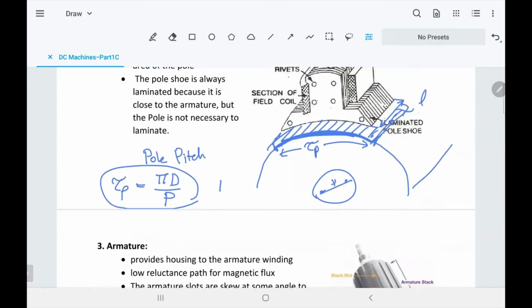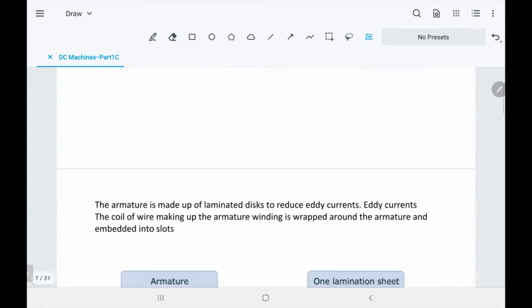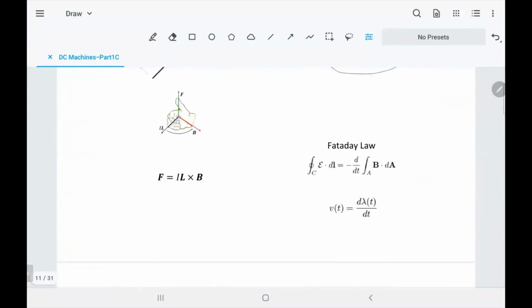So the area of each pole, we call it AP, will be equal to tau P times L. If the flux density is given, multiply this flux density by the area, and it gives you the total flux under each pole. If it was given to you directly, just use it. You have to understand that phi is the flux per pole. Now we'll go back to our example here.